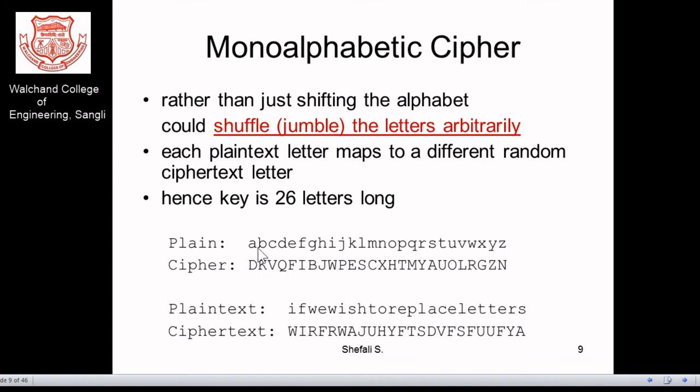For example, A is changed to D, which is fixed, which is known, which is kept in the codebook. B is mapped to K, which is always actually. C is converted into V. So if the possible letters in your plain text are 26, if the cardinality of your input set is 26, then for sure the cardinality of your key element should also be 26. There is no option. You need to have the same size of key.